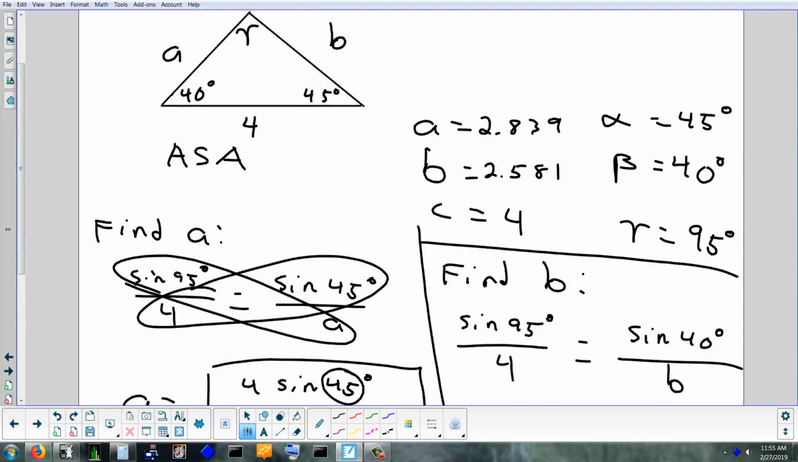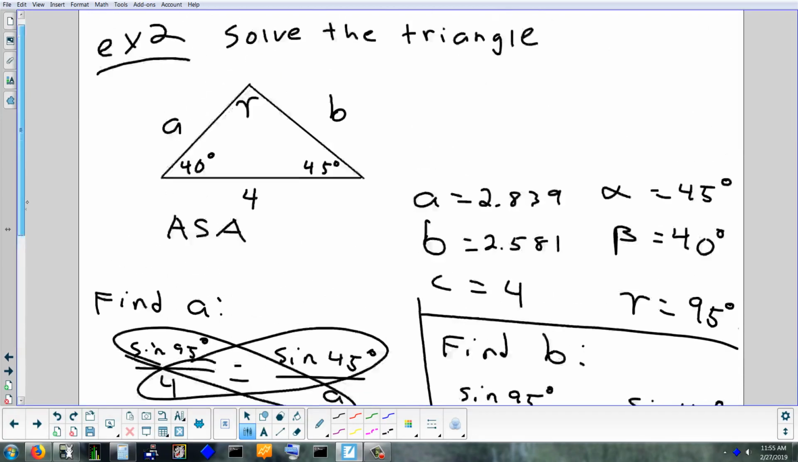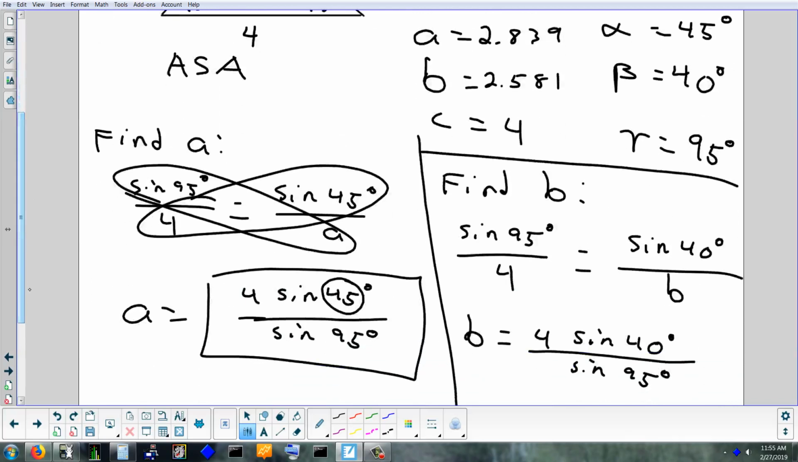Does the smallest side go with the smallest angle? Yep. How about the biggest side? Is it with the biggest angle? Okay. So that's always just a good thing to check and make sure nothing's obviously wrong. So any question on that?